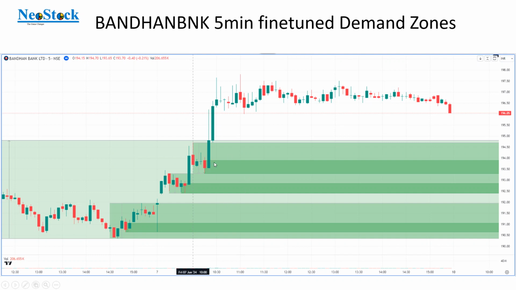Now fine-tuned with the 5 minutes time frame. See here, you can either consider this candle or even this is also a qualified leg-in. And 3 base candles and a rally candle. This is the way we can fine-tune this zone. Next one is a drop, base, rally. Next another fine-tune. And again here drop, base, rally.